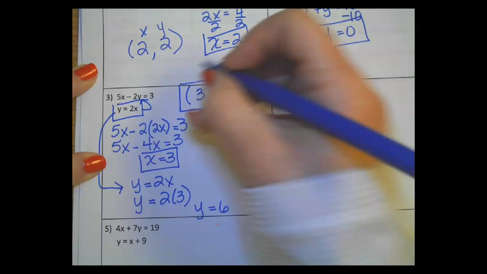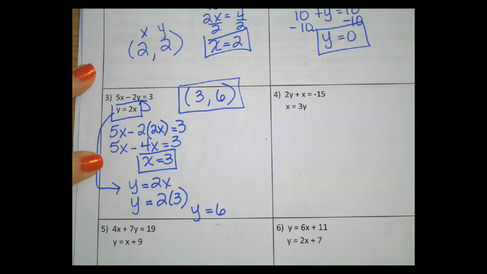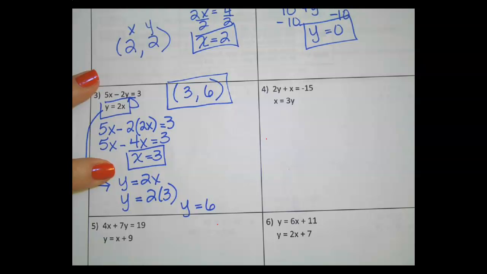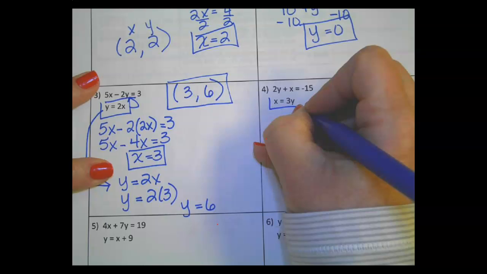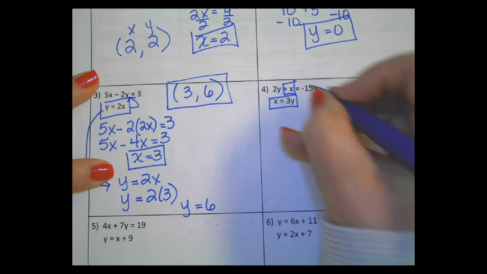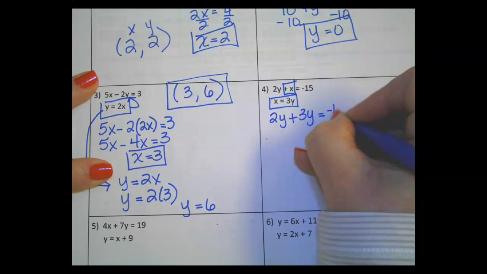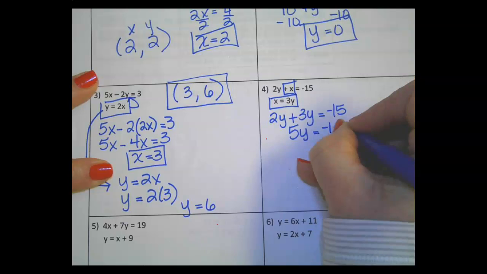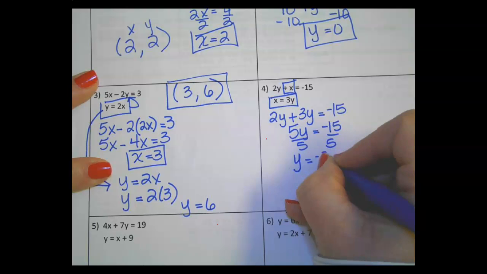This is probably the hardest part of this section of this chapter. So if you can get this, you're going to be pretty good. Okay, so they want us to substitute this where the x is, right here. So 2y plus 3y equals negative 15. 2y plus 3y is 5y equals negative 15. Divide by 5. Y is equal to negative 3.